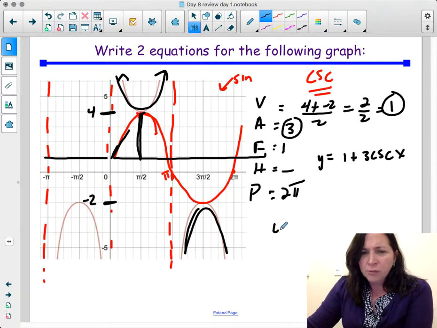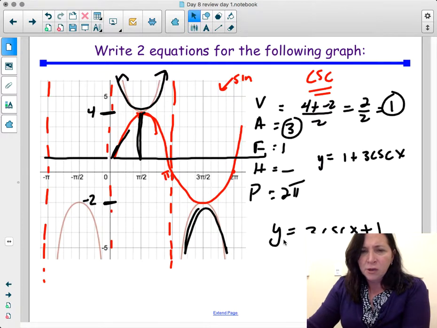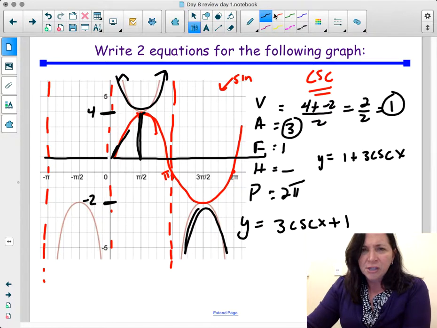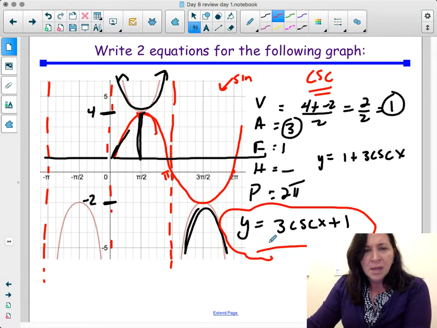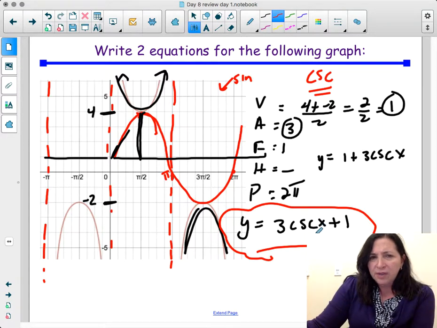Now, again, you can rewrite that as y equals 3 cosecant of x plus 1, and you can change up this equation and put the 1 behind it, and that's completely fine. All right. Now, I could change this graph. It's still going to be a cosecant graph.